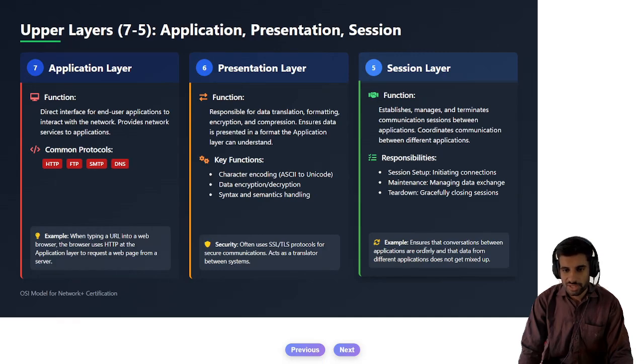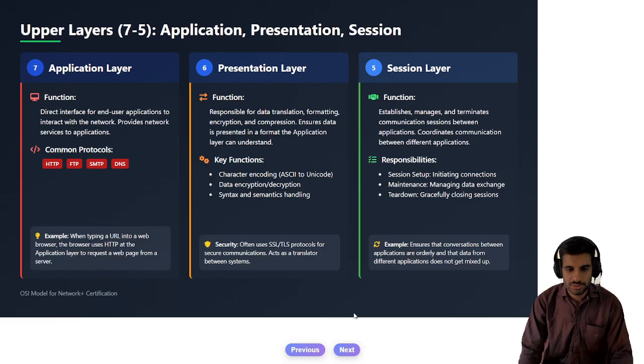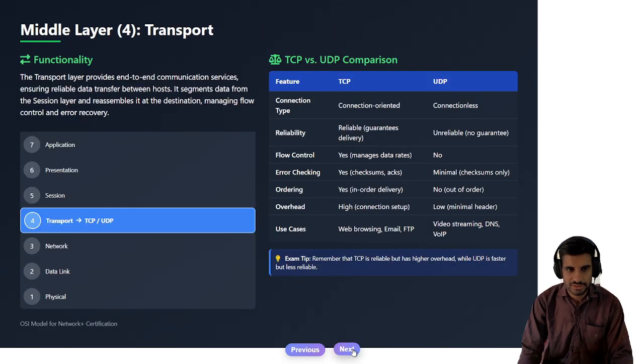So the example here is to ensure that conversations between applications are orderly and that the data from different applications does not get mixed up. So it manages all of your browser tabs. You got different tabs on your browser with websites open, and the session layer manages everything there, all the session keys, etc. So let's go to the next three layers.